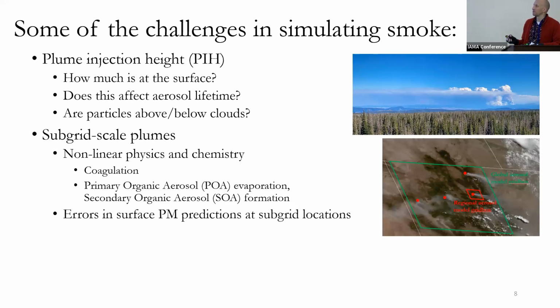Then there are these subgrid scale plume issues, which are going to have nonlinear physics and chemistry impacts. So it's going to affect coagulation rates. If you take your particles and you spread them further apart, they're not going to bump into each other as often. So coagulation is going to change. Your primary organic aerosol evaporation and your secondary organic aerosol formation are going to be different if you change your concentration of the smoke. And if you are interested in, say, the smoke concentration in Steamboat Springs, which would be somewhere around here, the fact that your smoke is only in certain parts of the grid box is going to make it challenging to actually predict what the smoke concentration is locally.